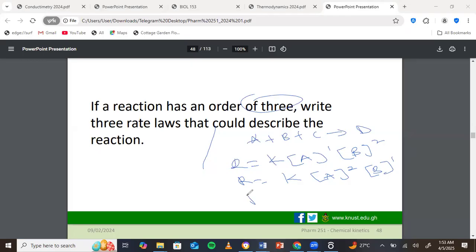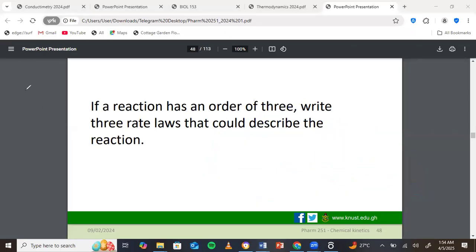Now, I can have the rate equal to K, concentration of A raised to the power 1, concentration of B raised to the power 1, concentration of C raised to the power 1. And so 1 plus 1 plus 1 will give me 3. So these are the 3 ways of writing the rate law for the overall order of reaction to become 3. Very simple for us to take note of.